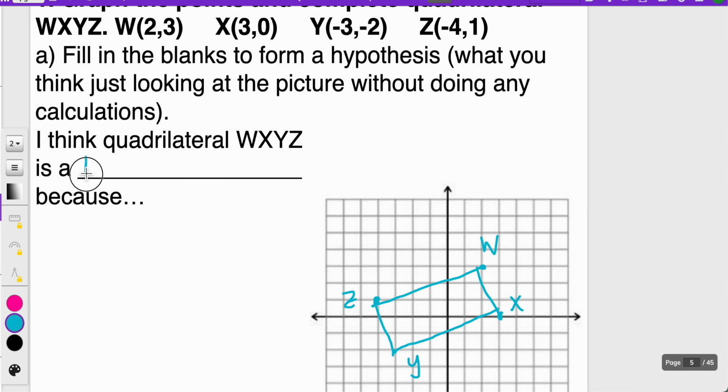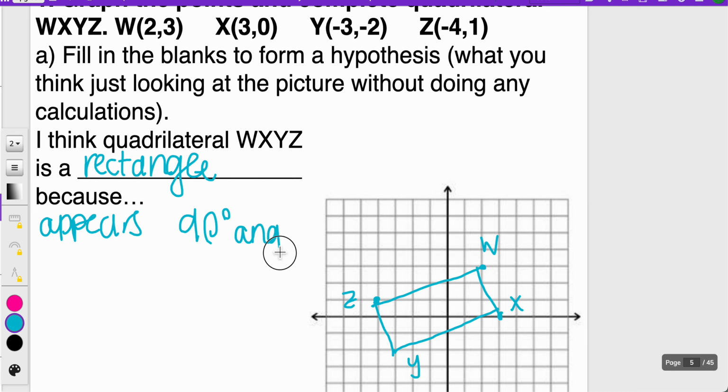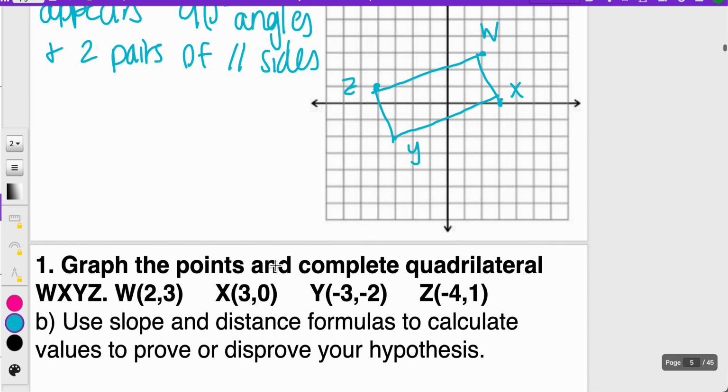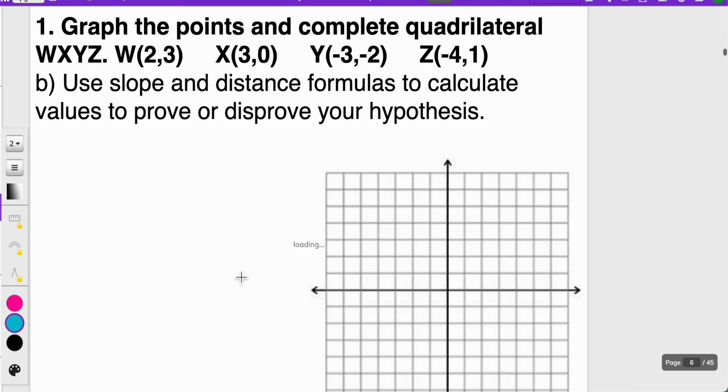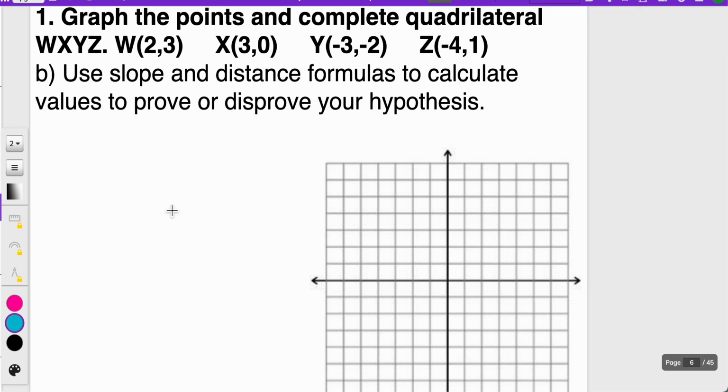Right now, I'm going to take a guess and say rectangle, because it appears I've got some 90-degree angles and 2 pairs of parallel sides. So what we're going to do next is use the slope and distance formulas to calculate and prove my hypothesis.